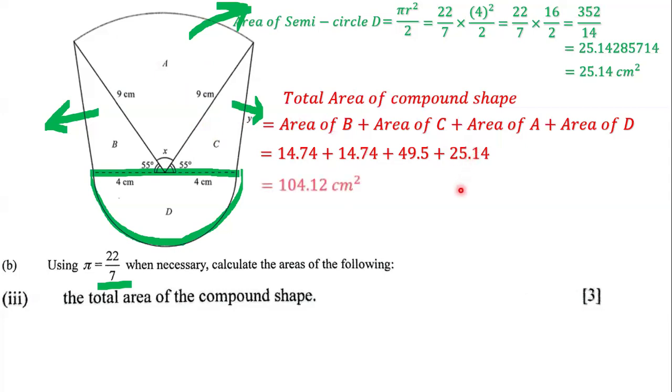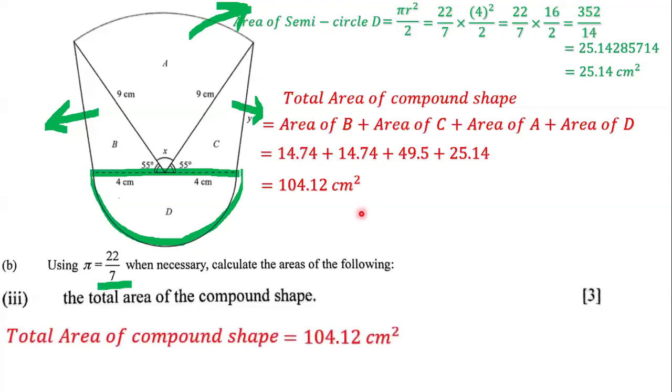And so if we add these together, we get that the total area of the compound shape is 104.12 centimeters squared. And that's the answer to this question. The total area of the compound shape is 104.12 centimeters squared.